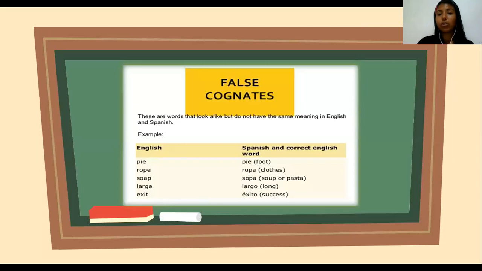So remember, guys, false cognates, these are words that look alike but they do not have the same meaning in English and Spanish. Here I have a list, for example, as I said before, pie. You can see the Spanish and the correct English word, okay? That is foot. For example, pie, foot. Robe, it's not ropa. That in English has to be clothes, okay? We have soap, large, exit. You can read the Spanish word and the English word right there, okay?